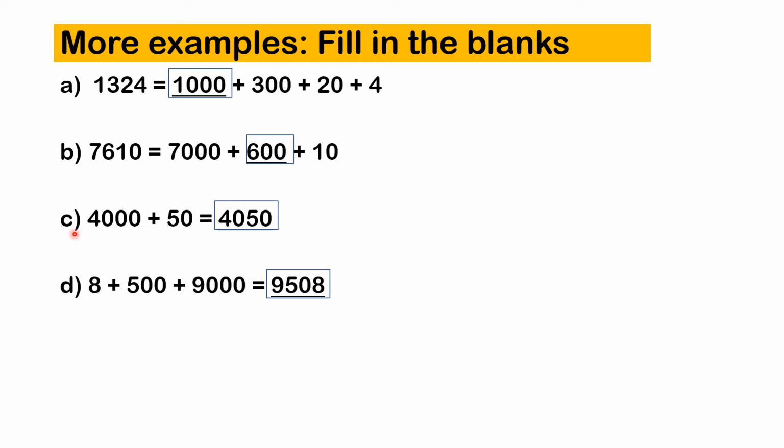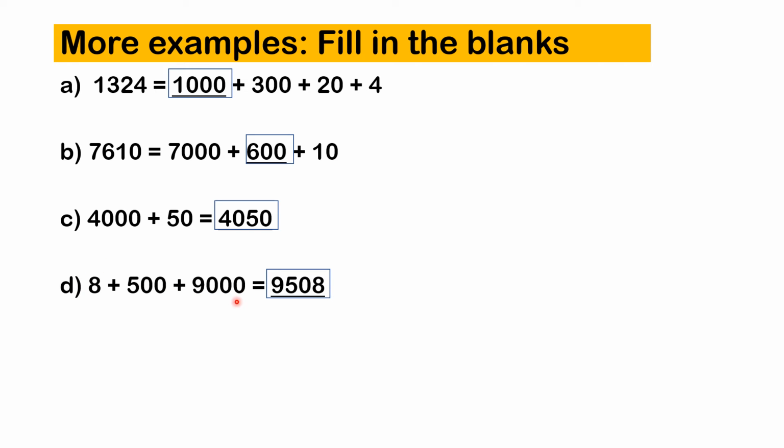As for example C, we have 4,000 being added to 50. This is in thousands place and this is in the tens. So we don't have values in the hundreds and ones. So we have here 4050. Okay.